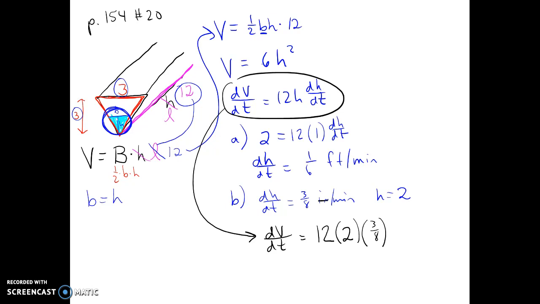This must be feet. Sorry, I didn't have my book. And that would end up being 9 cubic feet per minute.